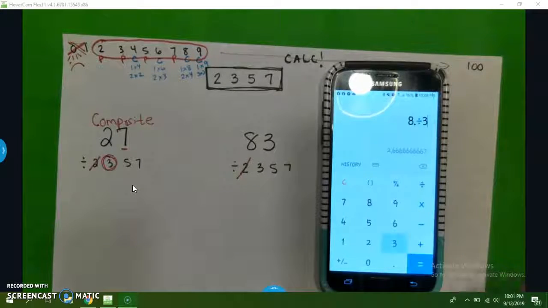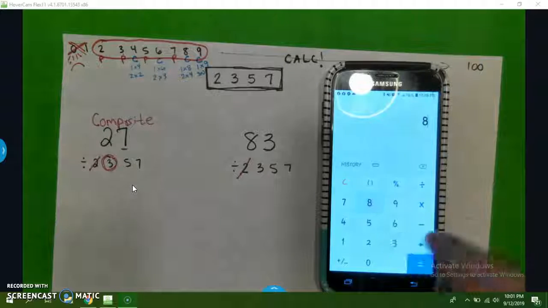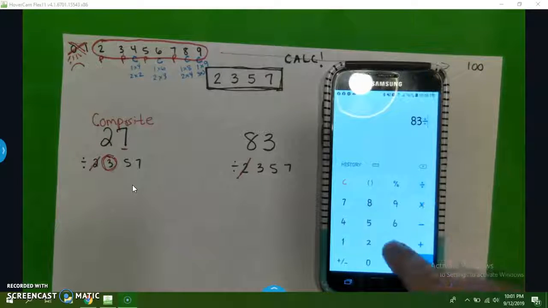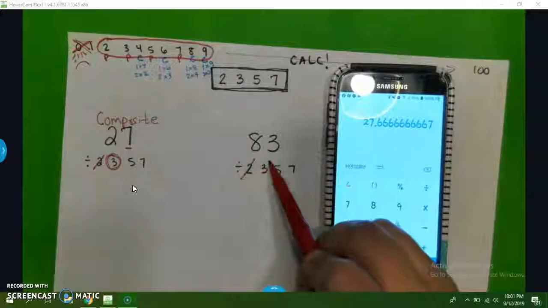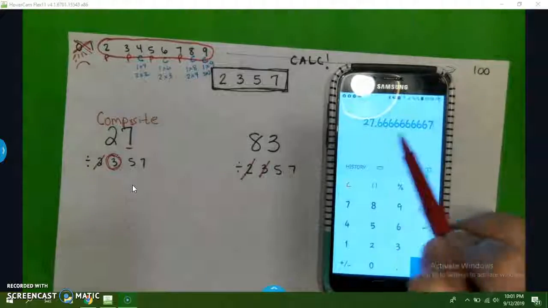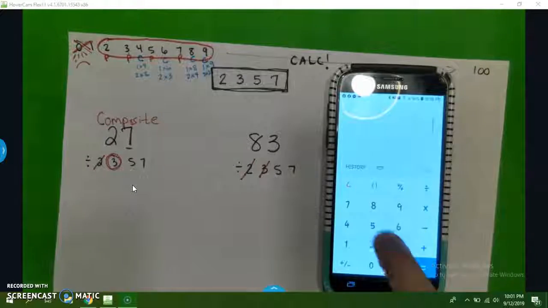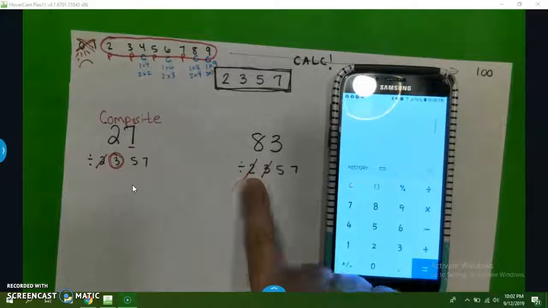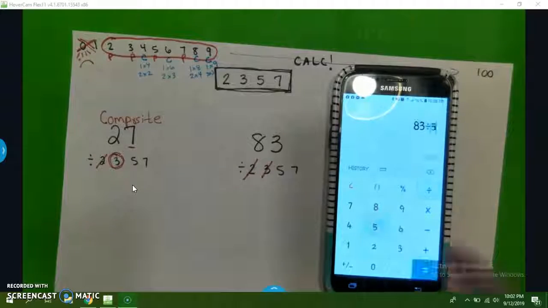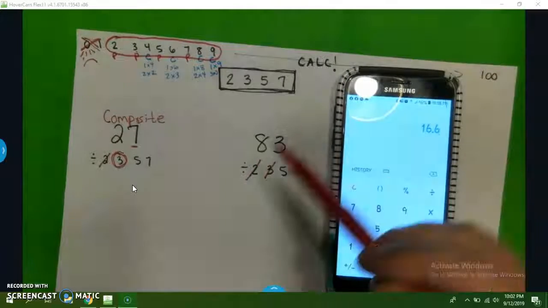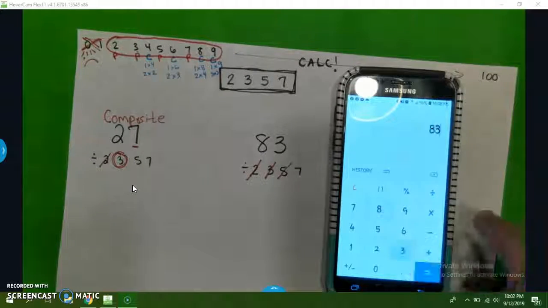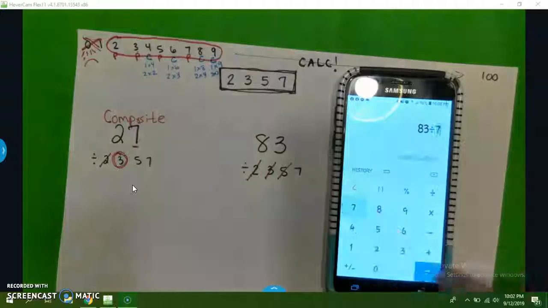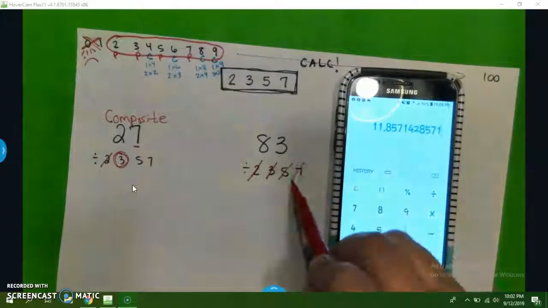83 divided by 3. Whoops, that did not work. 83 divided by 3. Calculator only works if your fingers do, right guys? Alright, decimal blah blah blah. Mark it out. It's a whole lot of blah blah blah. Alright, here we go. Clear it out. 83 divided by 5. Decimal blah. Does not work. It's got to be a whole number for it to work. 83 divided by 7. Decimal blah blah blah.